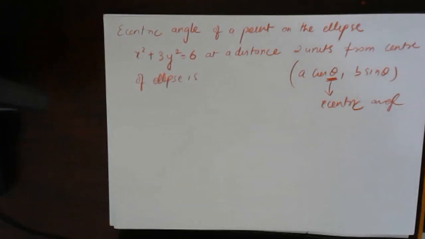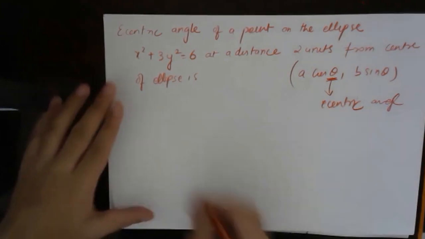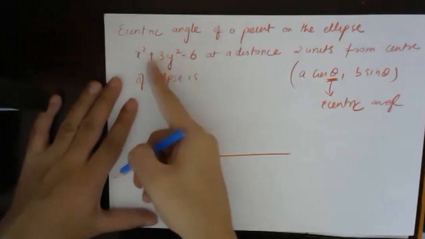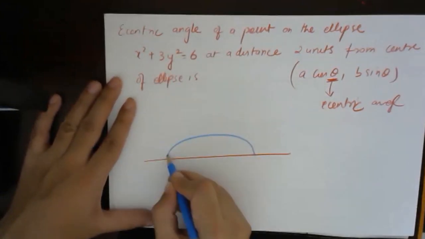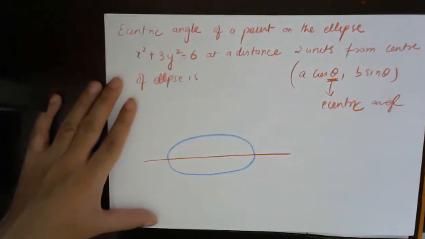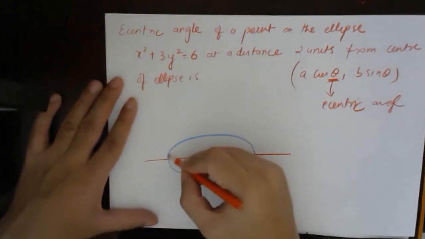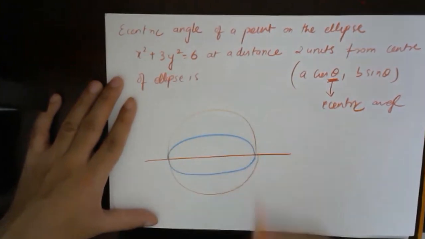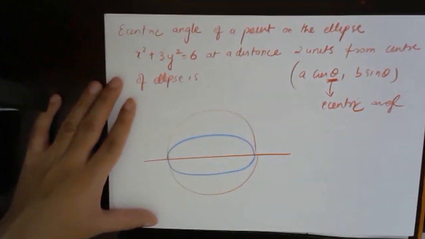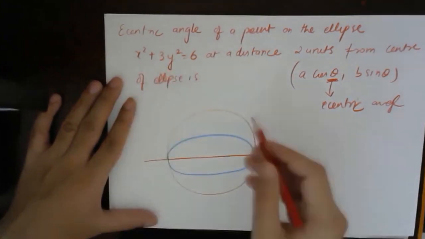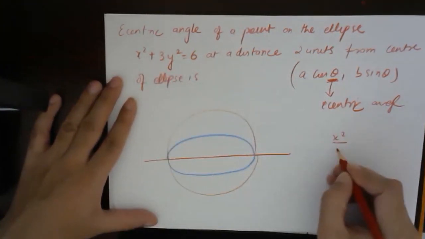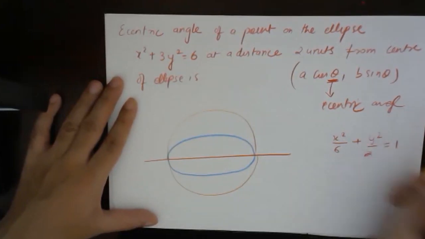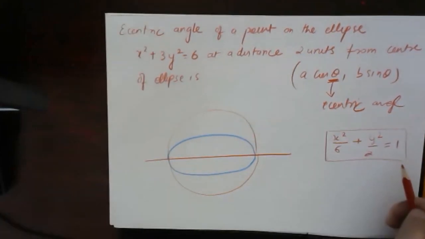So what can we do? We can do this question. First thing, if you remember, any ellipse, if it is given, so this is an ellipse whose major axis is the x-axis, right? So using this, we can draw an auxiliary circle, right? Now let's see. First thing is that this ellipse is of the form x squared by 6 plus y squared by 2 equals 1.